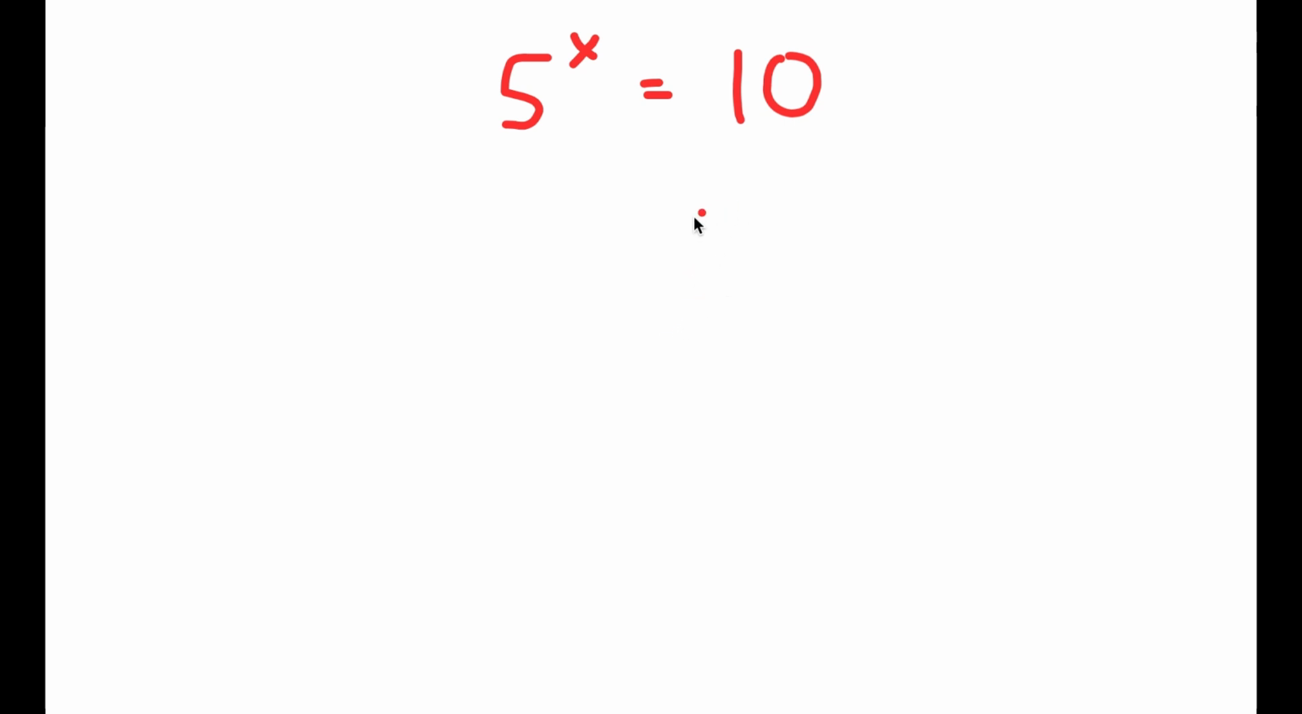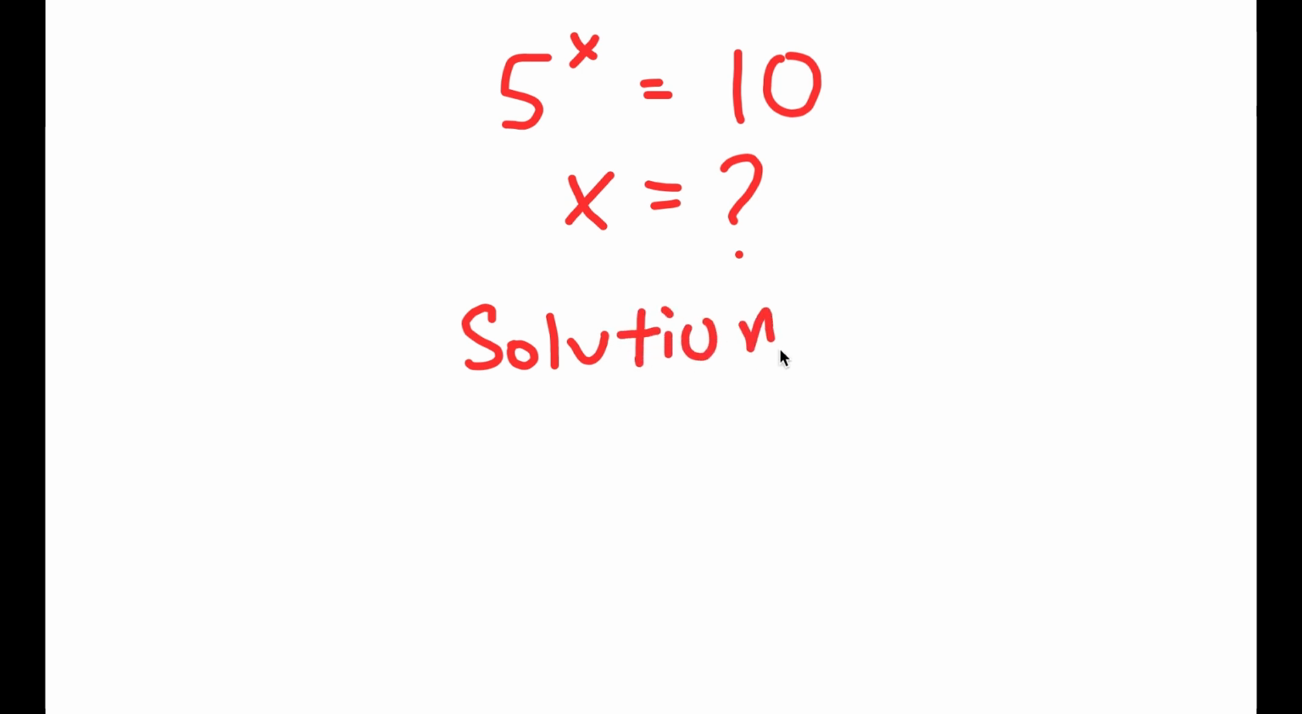Alright, so in this problem, I have 5 to the power of x is equal to 10. So obviously, I want to find the value of x here, seeing that as that's the only variable. So for my solution, I'm going to first start by rewriting my equation. So my equation is 5 to the power of x is equal to 10.